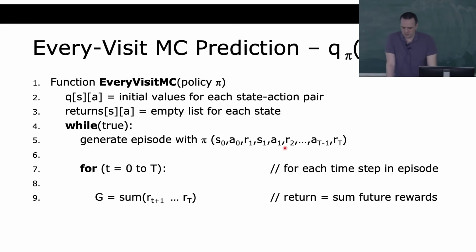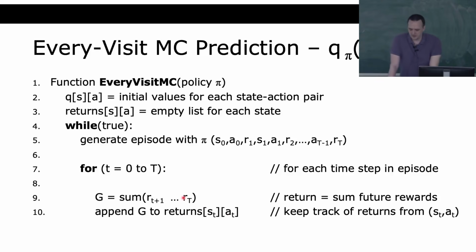So I'm going to calculate the return of everything, which is the sum from this time step until the end of the episode. Okay, so that's how I got all those ones. So I'm going to say, what did the episode give me from here on when I did this? Then I'm going to append that return to the returns that I saw from this state and this action.